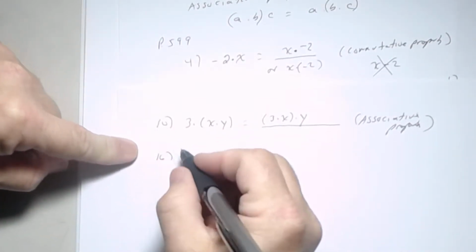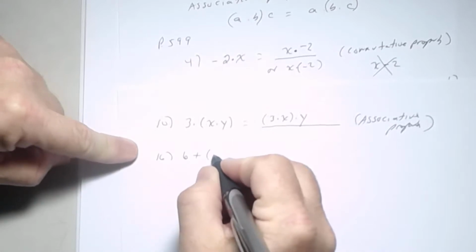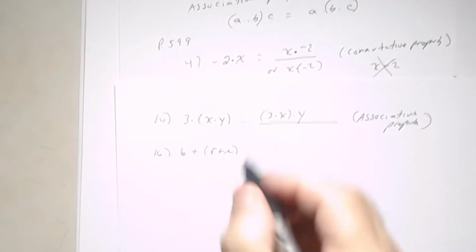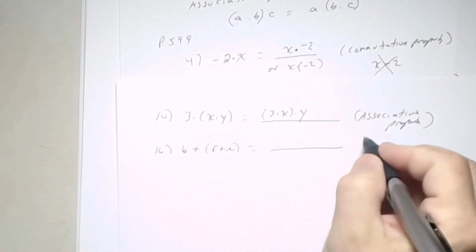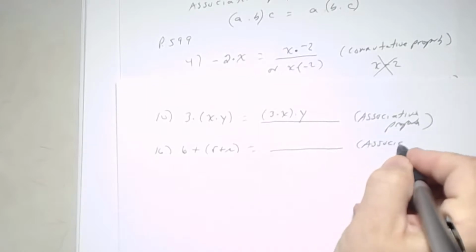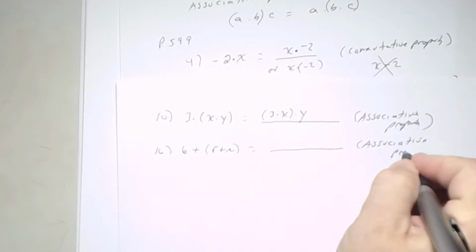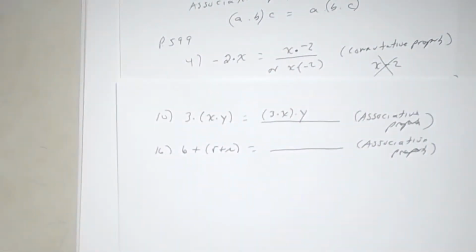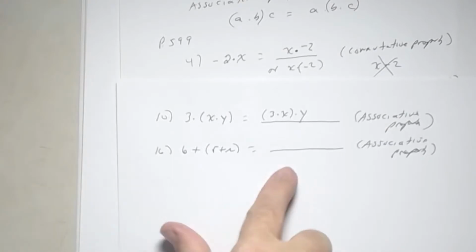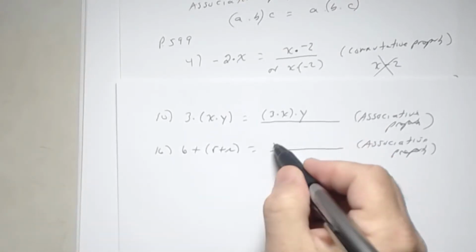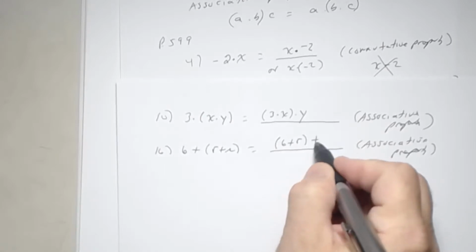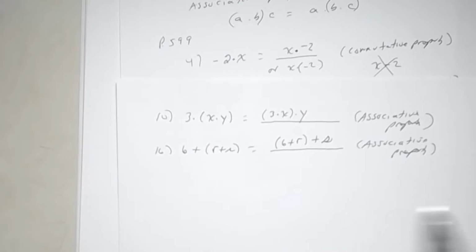Number 16. Okay, 16. You have 6 plus r plus s. So again, what kind of property do you think they want you to use? Associative. And this one will be the associative property of what? Addition. Okay, so what's going to go in this blank? Okay, 6 plus r in parentheses grouped, and then plus s, right? There's the answer there.